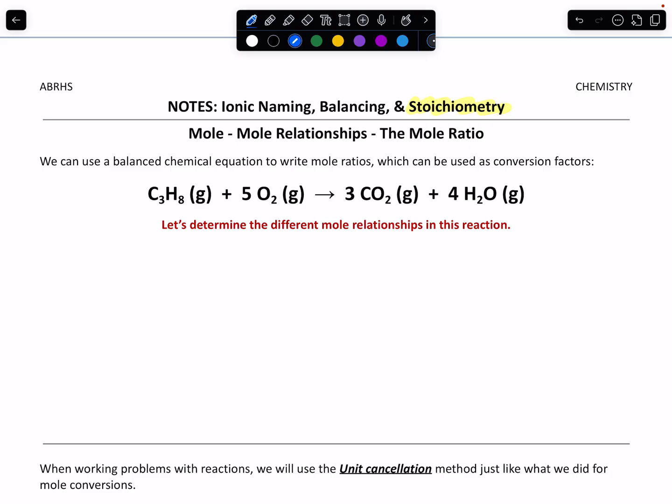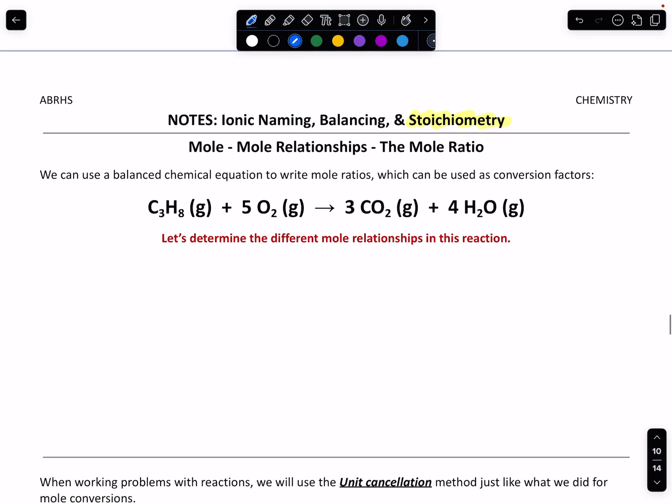And as a matter of fact, it's going to use some of those skills. It's just going to apply it to a chemical reaction versus a single compound, like we saw in mole conversions. So these are basically conversion problems within a chemical reaction.